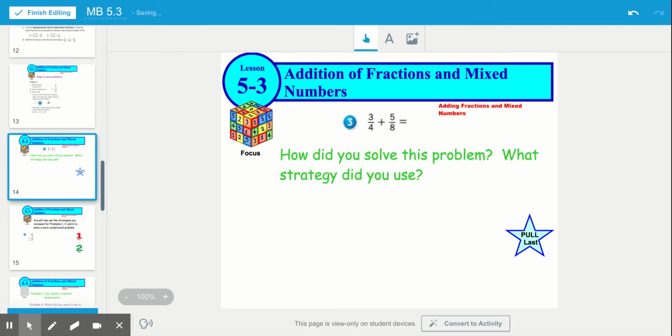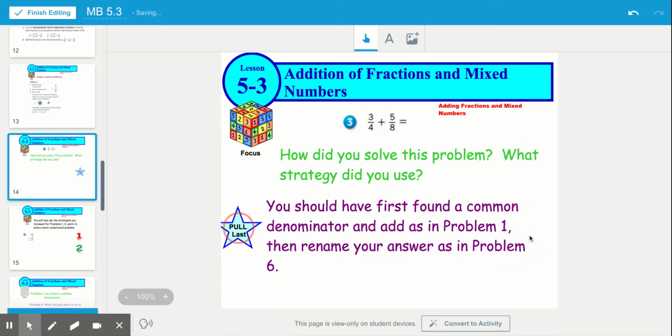Taking a look at number 3, we had 3/4 plus 5/8. How did you solve this problem? What strategy did you use? The first thing you should have done was find a common denominator and add it, as we did in problem number 1. Then rename your answer just like we did in problem number 6. So in number 3, you were incorporating both parts that we did in 1 and 6.